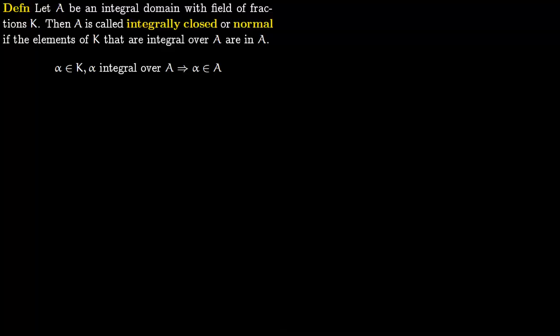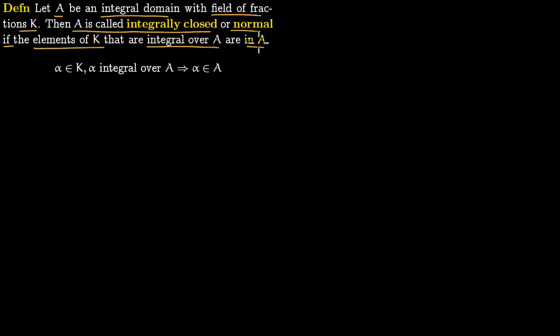In this lecture, we talk about unique factorization domains being integrally closed. So first, recall the definition of being integrally closed. Say A is an integral domain and it has a field of fractions, say K. Then A is called integrally closed or normal if the elements of K that are integral over A are in A itself.